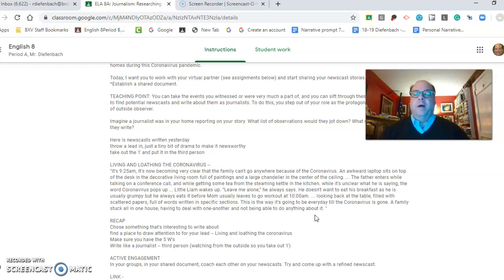So again, recapping, you're going to choose something that's interesting to write about. Next, you're going to find a place to draw attention for your lead, like Living and Loathing the Coronavirus. Make sure you have the 5 W's in there, and I saw that they were in there. Write like a journalist in the third person. When I was going through this copy, I changed all the I's. I took them all out. Anything that had an I or a me or a you, I took out and put it in the third person.